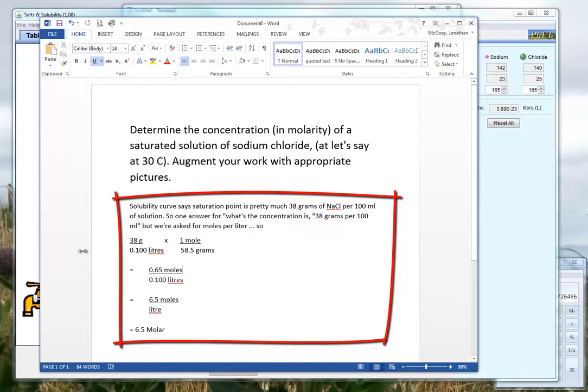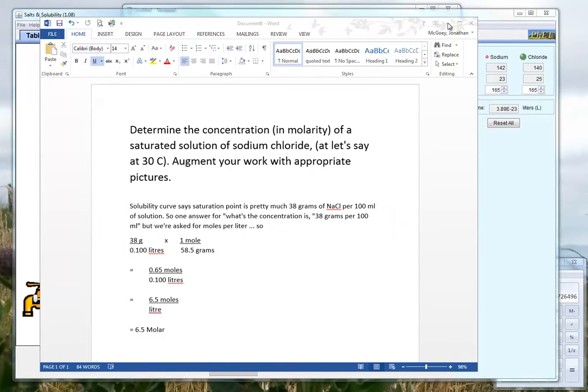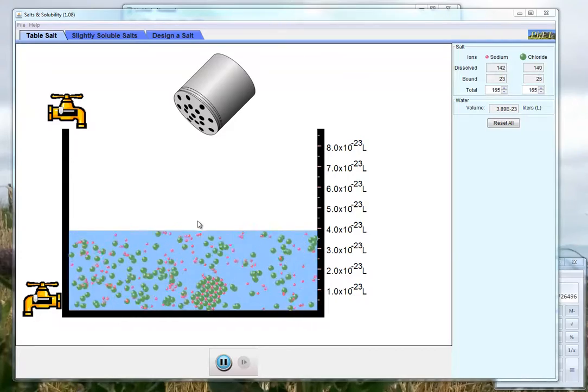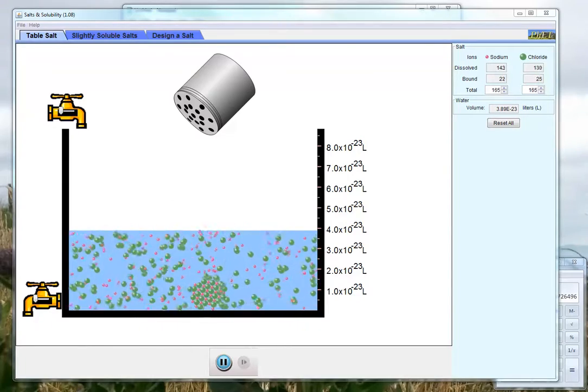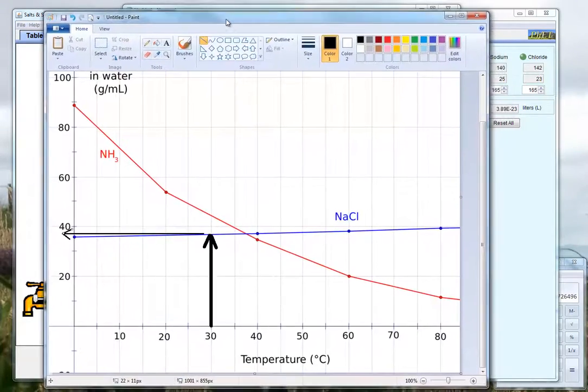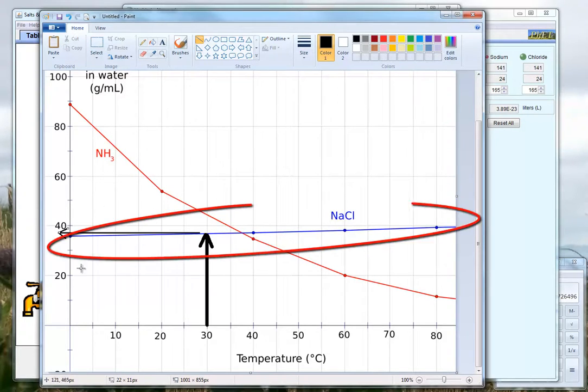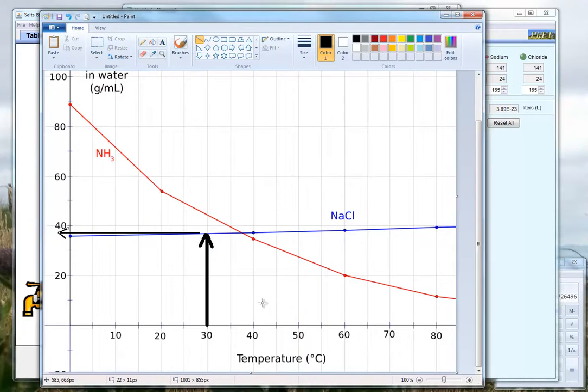So let's just deconstruct this a little bit. In order to answer the question, what's the concentration there, I need to find the solubility in grams per milliliter, or grams per 100 mL. And funny thing, incidentally, this graph says grams per milliliter, and it came off Wikipedia. This is wrong. It's actually grams per 100 milliliters. But anyway, I grabbed this solubility curve. Even though it's a blue line and it looks straight, we still call it a solubility curve.